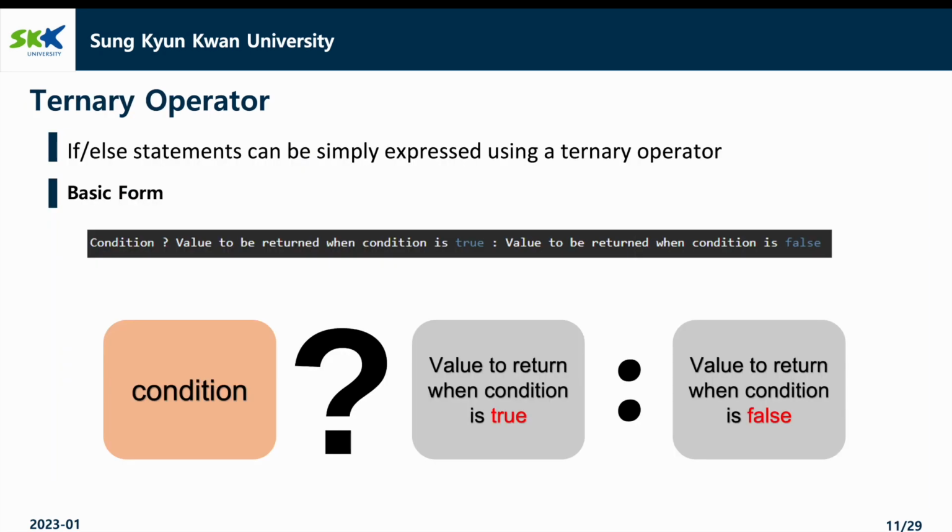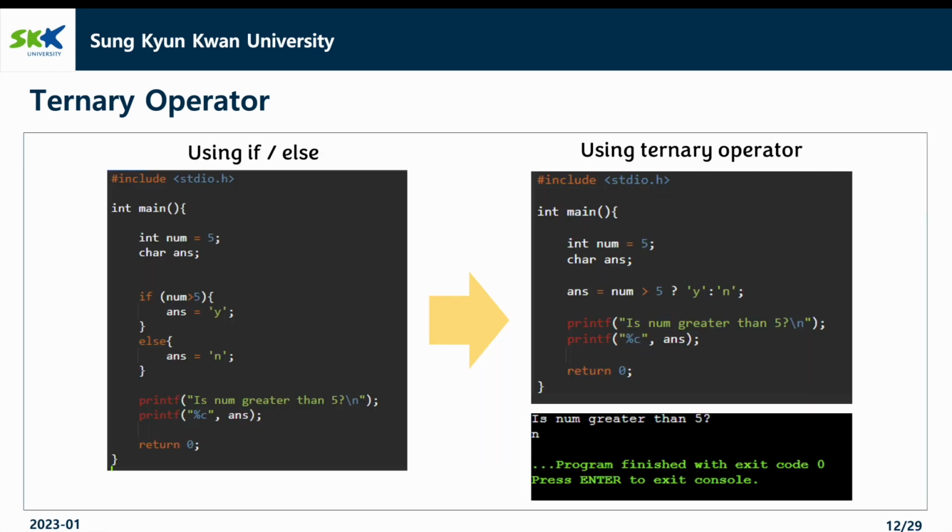Do you remember what you learned about the ternary operator last time? The if-else statement can be represented simply like this. The code is more efficient and concise when using the ternary operator than when using the if-else statement. However, sometimes it can harm readability, so be careful to use it in the right place.